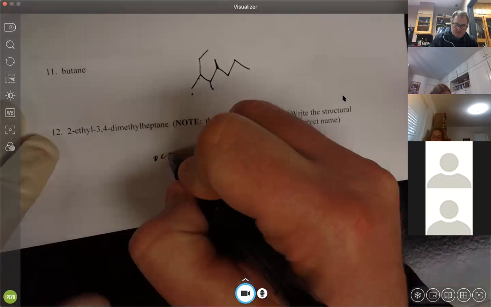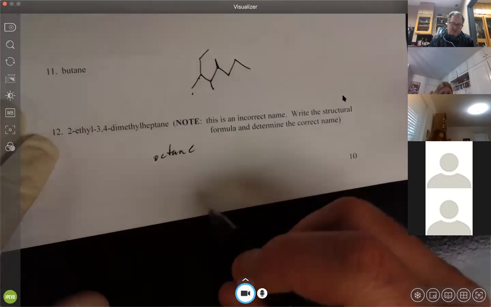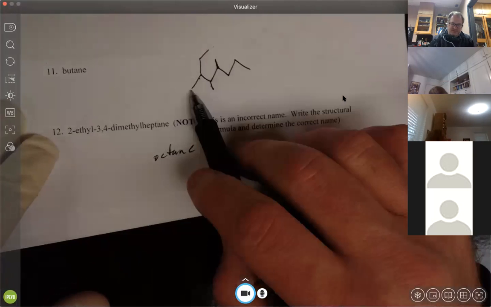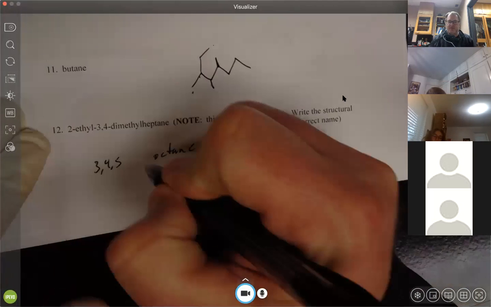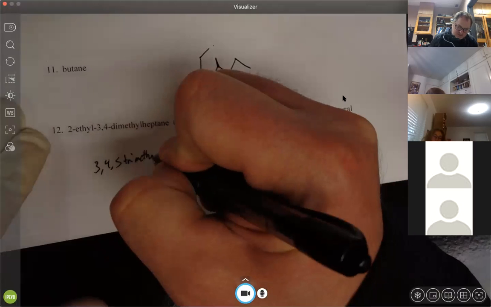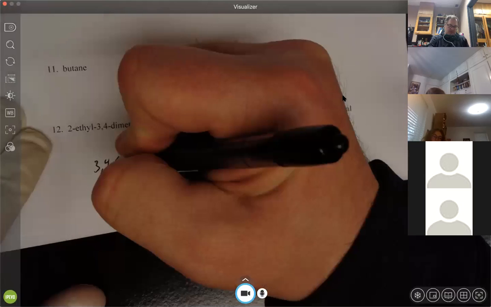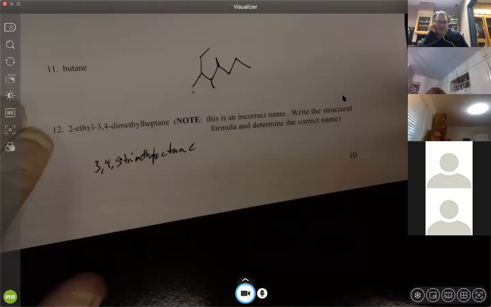Am I going too fast? No. 1, 2, 3, 4, 5. 3, 4, 5. Since I have 3 numbers here, that means I need tri. Every single one of those is a methyl. Put a little dash right there between the number and the letter. 3, 4, 5, trimethyl octane.